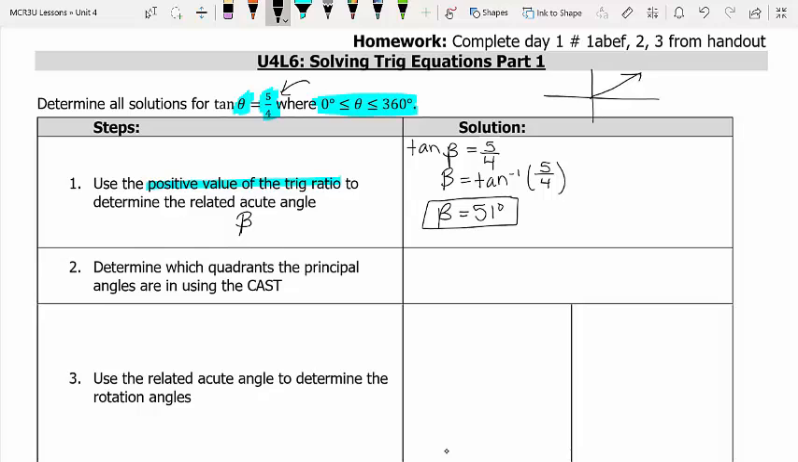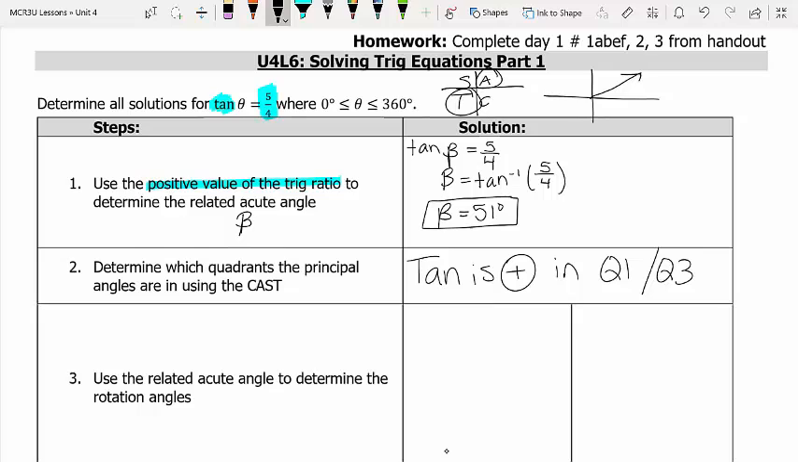Step 2 is determine which quadrants the terminal arm of our principal angle could fall in based on our CAST rule. So the way you're going to do that is you're going to look at the original question, okay? And because our ratio is positive in the original question, we have to ask ourselves, which quadrants is tan positive in? Okay, so according to our CAST rule, tan is positive in quadrant 1 and 3. Okay, so that's really helpful because that just means that the terminal arm of our principal angle is going to be in quadrants 1 and 3.